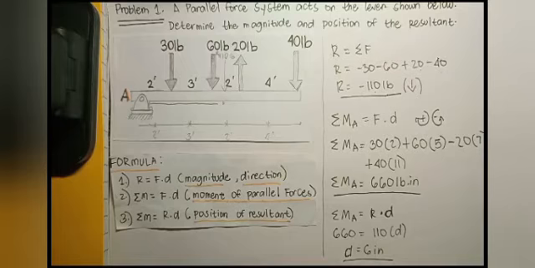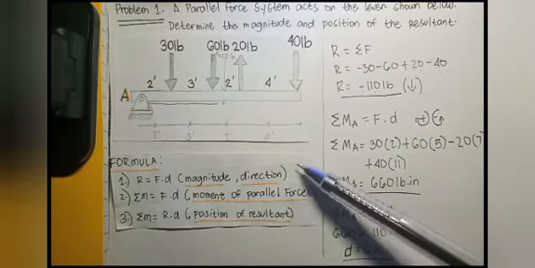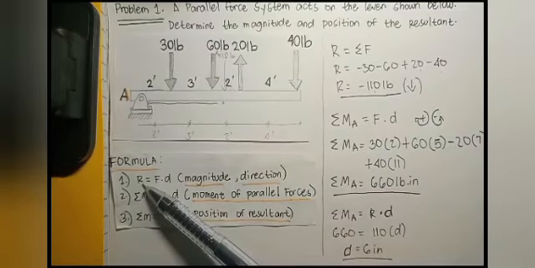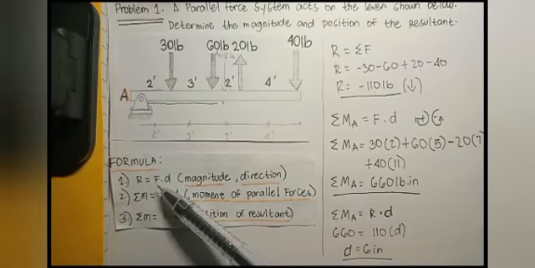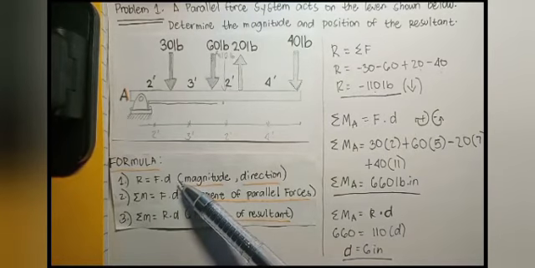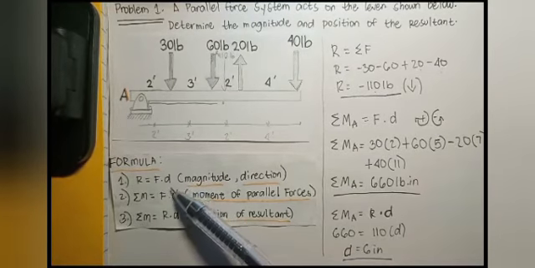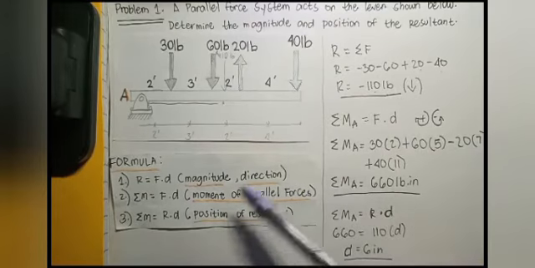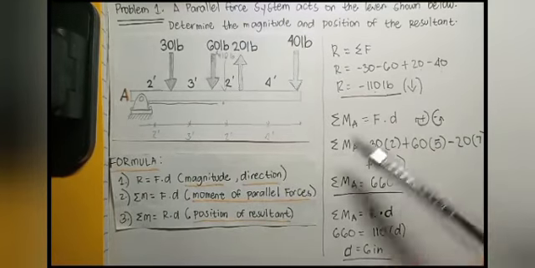To solve this problem, we are going to use these formulas. Number 1 is R, the resultant, equals the summation of F, the force, times D, the distance, or the moment arm of a certain force. We use this formula to solve for the magnitude and direction of the resultant.